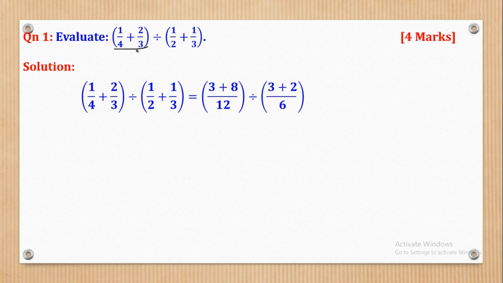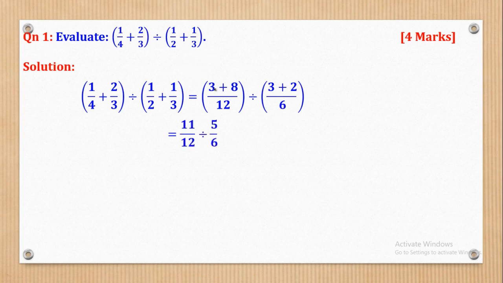for this bracket the LCM is 12. Therefore 12 divided by 4 is 3. 3 times 1 is 3, which is there. Then 12 divided by 3 is 4. 4 times 2 is 8. That is why you see 8 there. Then for this other bracket, the LCM is 6. Therefore 6 divided by 2 is 3. 3 times 1 is 3, which is there. Then 6 divided by 3 is 2. 2 times 1 is 2, which is there.